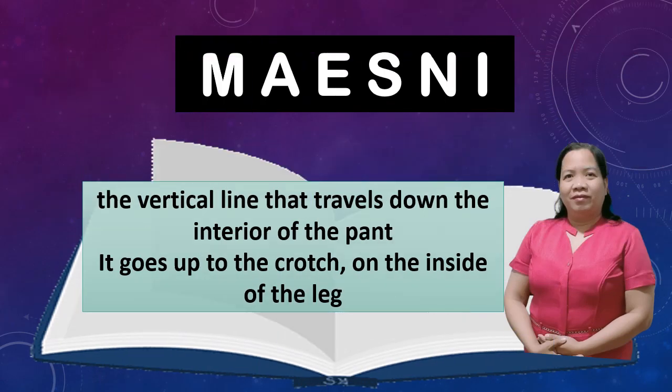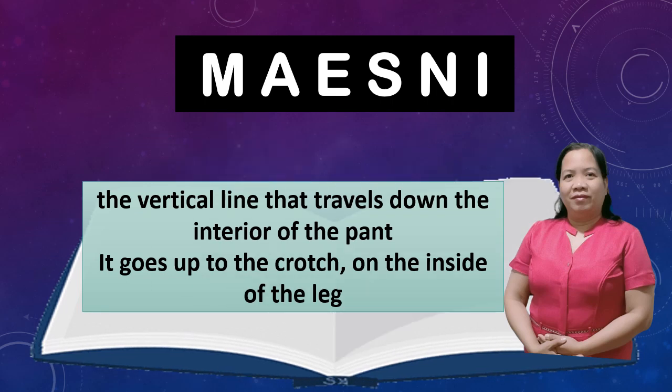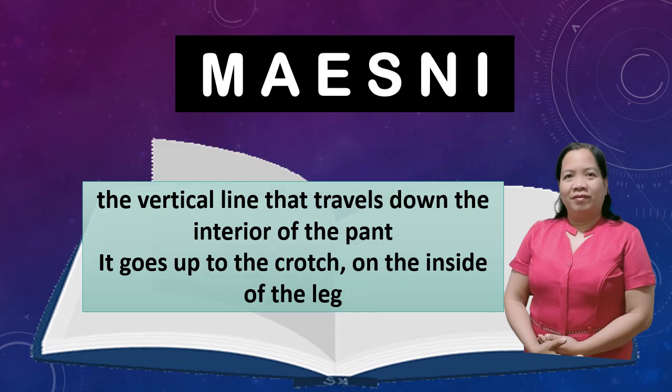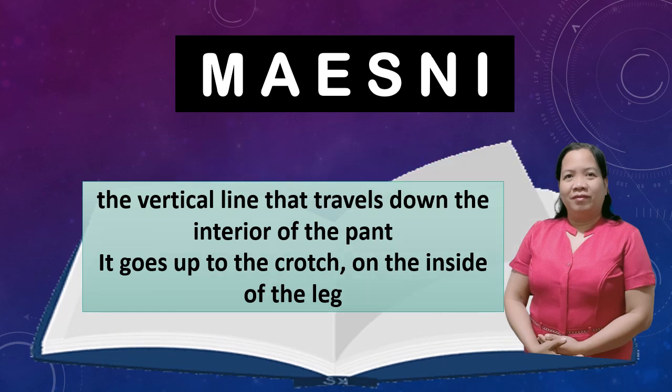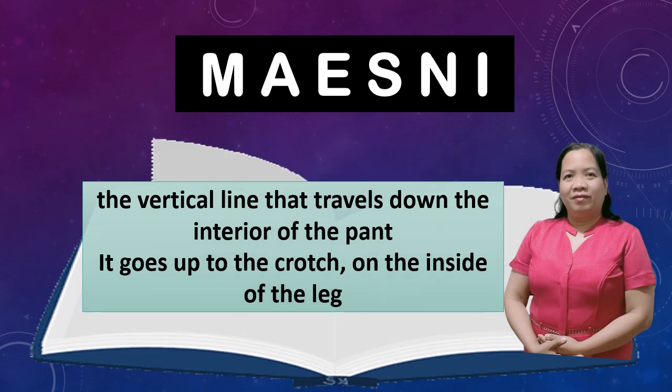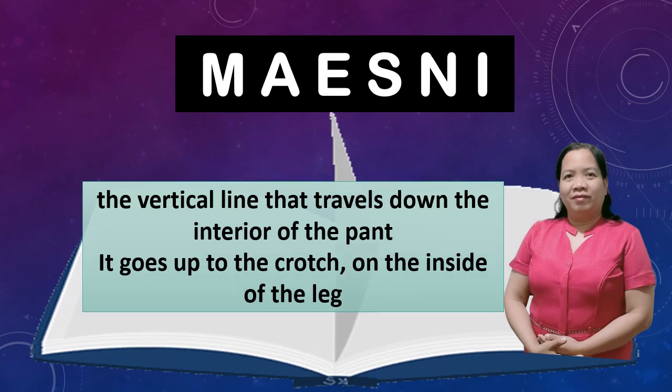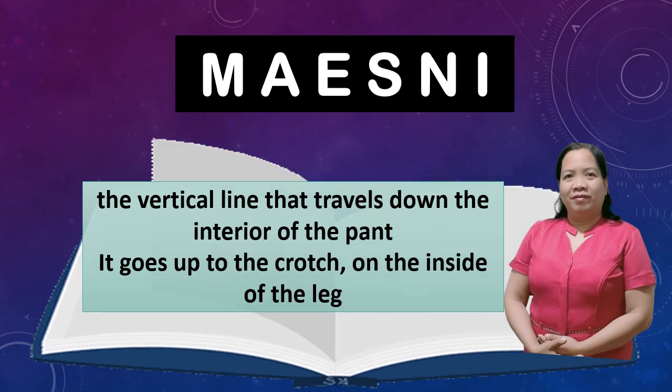The vertical line that travels down the interior of the pant. It goes up the crotch on the inside of the leg. Here are the letters. M, A, E, S, N, I. What is the word?